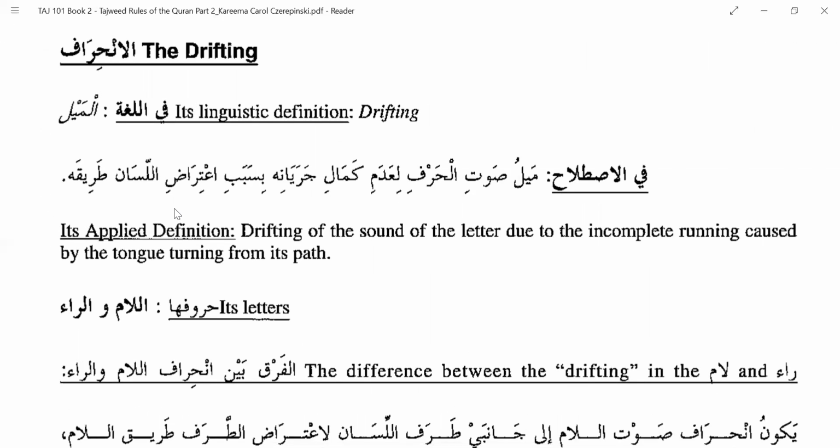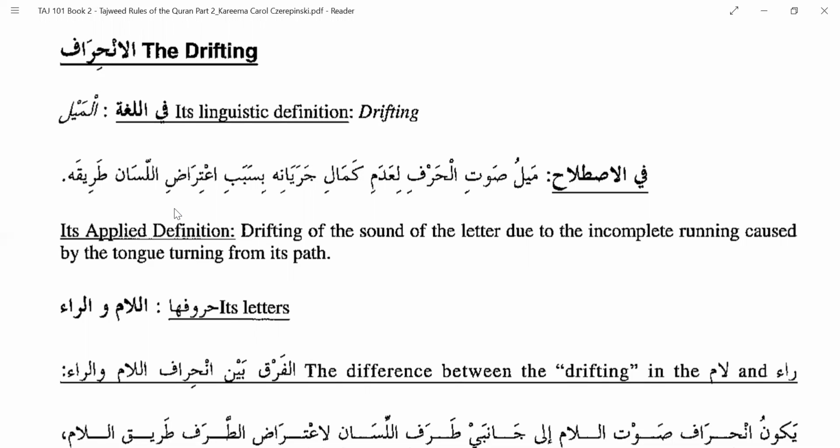Then you have inhiraf, which is drifting. الميل, the linguistic definition, meaning drifting, moving. So ميل الصوت الحرفي لعدم كمال جريانه بسبب اعتراض اللسان طريقه, meaning the drifting of the sound of the letter due to incomplete running, which is caused by the tongue turning from its part. So the tongue is turning from its part, so there is incomplete running, and because of this the sound is also drifting. This is there in two alphabets, which is al-lam wa ra.